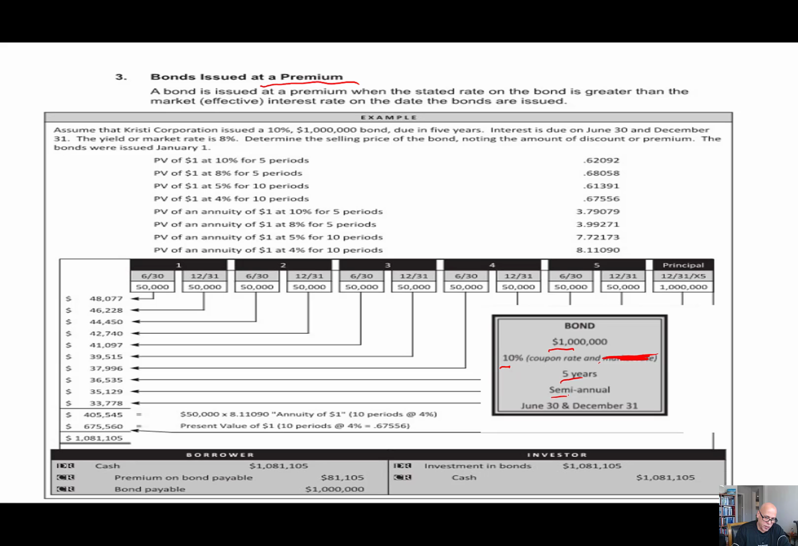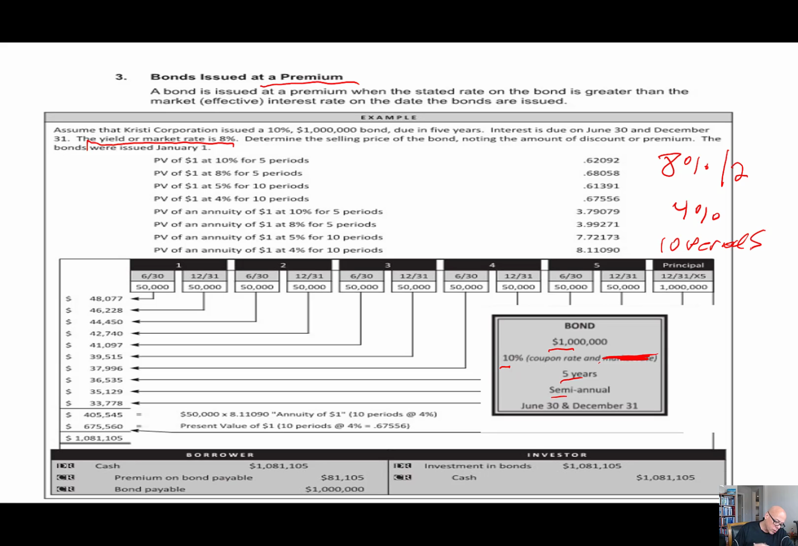What changed here is the market rate of interest, which is now 8%. So now, when I make my calculations for present value, I don't use 10%, just like I didn't use 10% before. Market rate of interest was 12%, and we used 12% before. Here now, since the market rate of interest is 8%, I take that 8%, divide it by 2. That gives me 4%. And it is 4% for how many periods? For 10 periods.